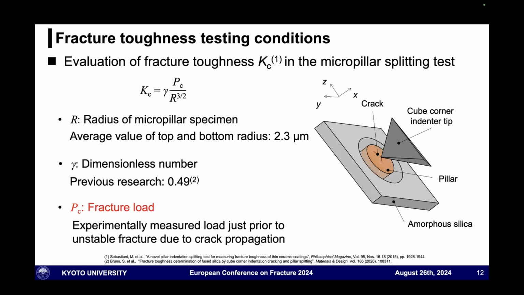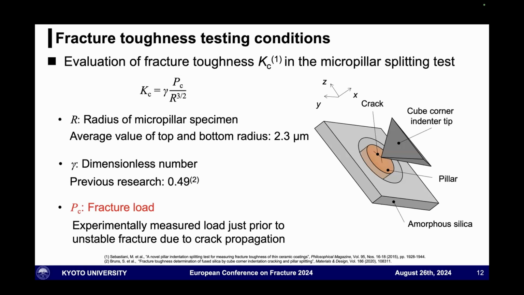So gamma is a dimensionless number related to Young's modulus and hardness of the material and the shape of the tip of the indenter. In the previous research, when the cube corner indenter was applied to synthetic fused silica, this value was 0.49, and the same value was used in this study.